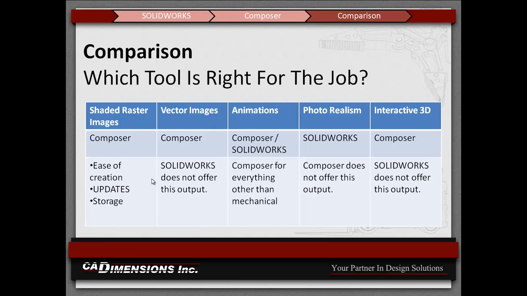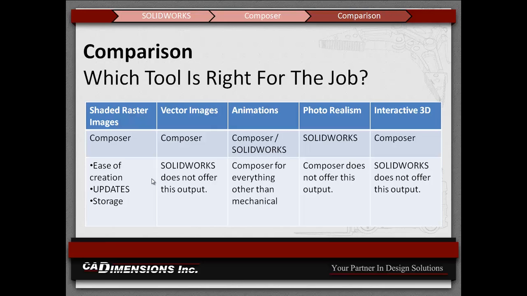For vector images, the next category over, of course I choose Composer because SolidWorks doesn't offer that output. So if I want a vector image created from my model, I either have to A, draw it by hand, or B, generate it in Composer.